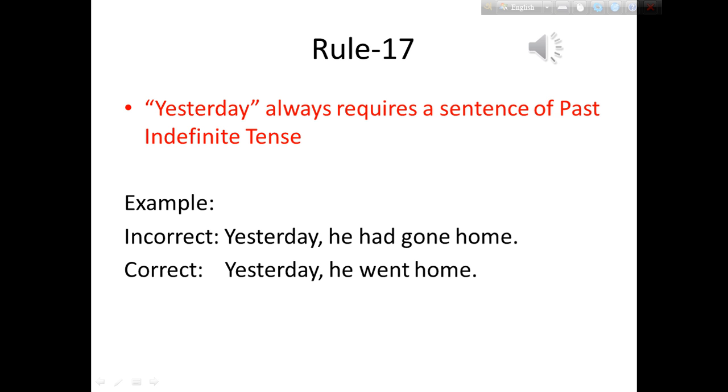So he had gone home, it's a sentence of past perfect tense. So according to the rule, yesterday always requires a sentence of past indefinite tense. So to make this sentence correct, we have to transform the sentence into a past indefinite tense. So the correct sentence will be yesterday he went home.